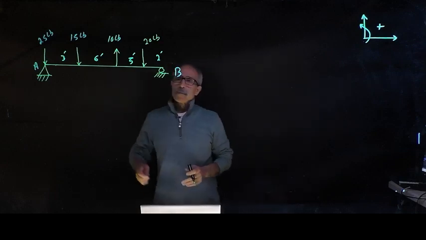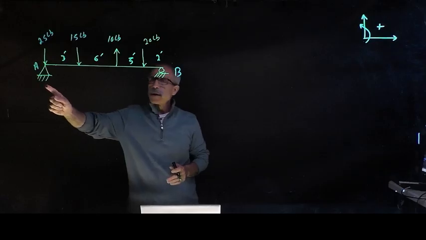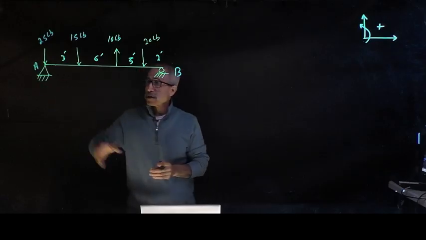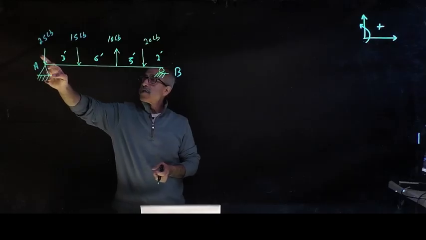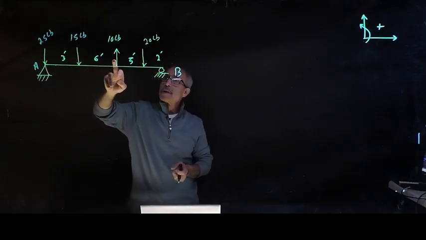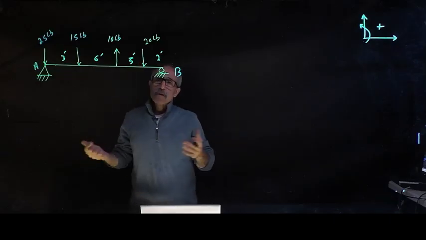Okay, look at this simple problem. We've got this beam, pinned and roller. We'll talk about what these mean in future classes. So you've got a 25 pound force right here, 3 feet away you've got 15 pounds, 6 feet away you've got 10 pounds, 5 feet away you've got 20 pounds, and then you get to the end of the beam. We'd like to know what the resultant force is.